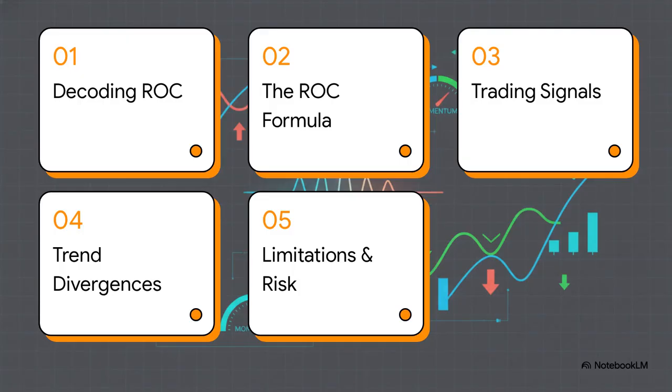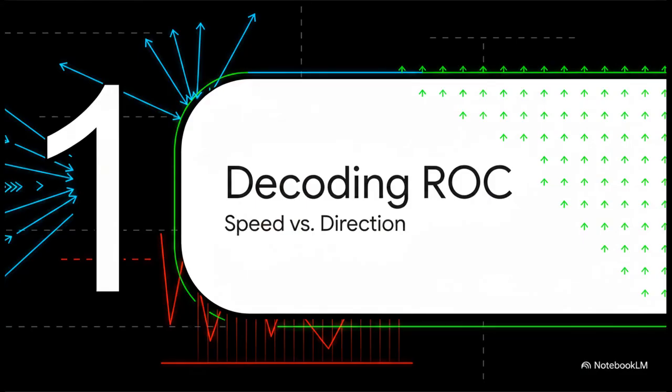To upgrade your charting toolkit today, we're going to cover 5 main areas: decoding the rate of change, the ROC formula, interpreting trading signals, spotting trend divergences, and finally, limitations in risk management. All right, let's jump straight into Section 1, decoding rate of change, speed versus direction.